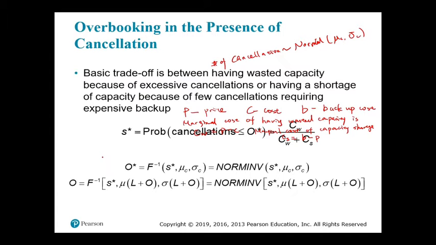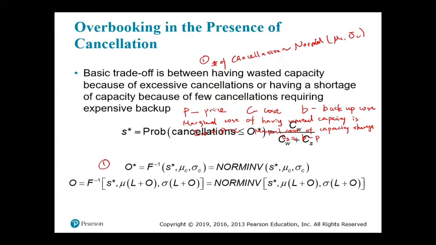Okay, and so this is based on a simple assumption. In practice, a more accurate assumption is that the amount of cancellation is proportional to or dependent on how much booking is done in the beginning. The more people who booked in the beginning, we would expect to see more cancellation later on.